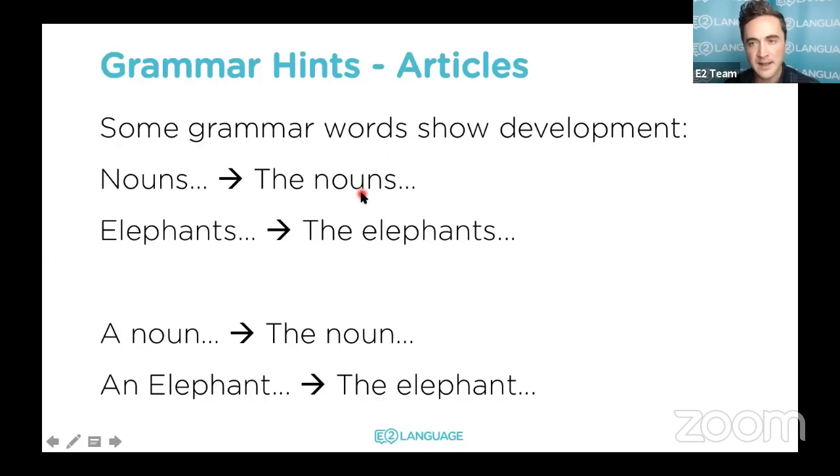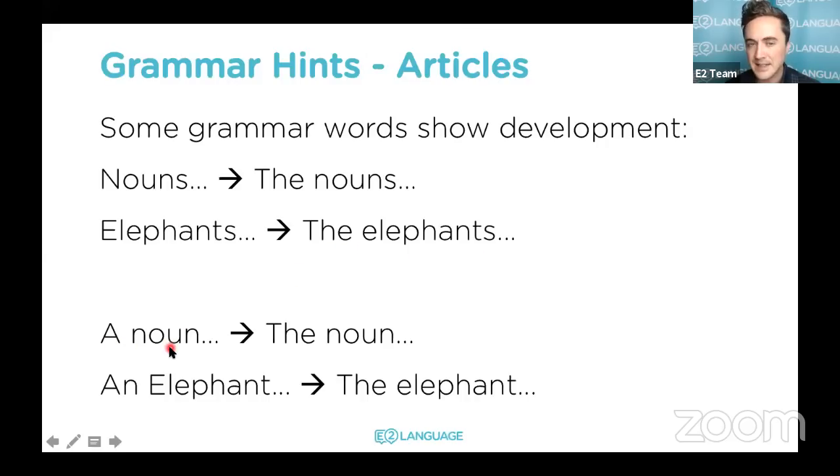Nouns, the nouns. For example, elephants, the elephants. So the first sentence might just say elephants, no article. Second time elephants plural is mentioned, it will say the elephants. For example, elephants are really big. The elephants in West Africa are the biggest, right? Elephants are really big, no article. The elephants in West Africa, article.